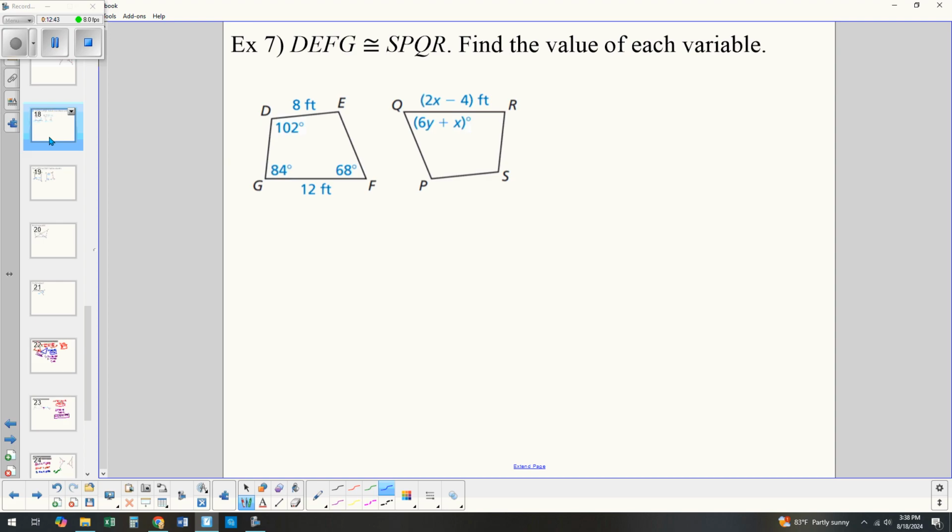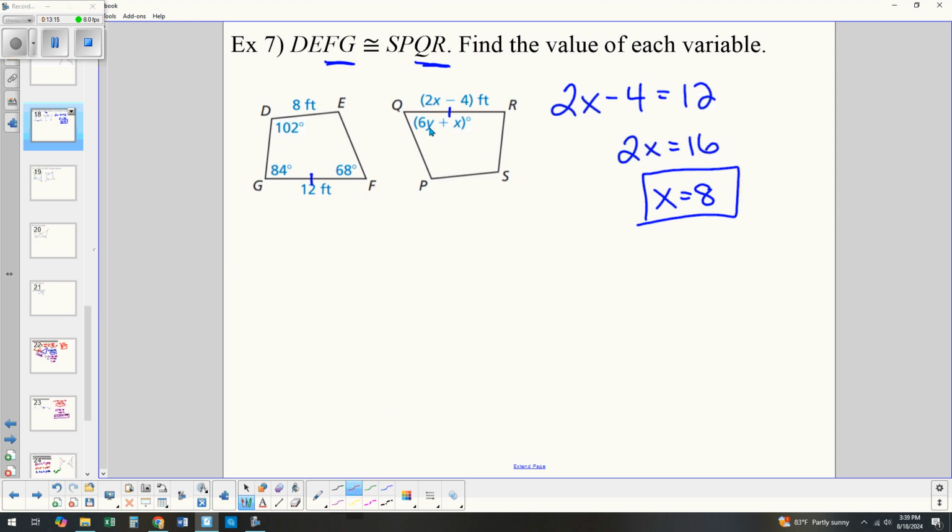All right, example 7, we are given a congruent statement. So we know that these two figures are congruent, and I want to find the value of each variable. I see that this side QR has a 2x minus 4. If I look at my congruent statement, QR are the last two letters of the statement, which means FG should be the side that matches with QR. So I could say that 2x minus 4 equals 12. So that's going to be 2x equals 16 and x equals 8.